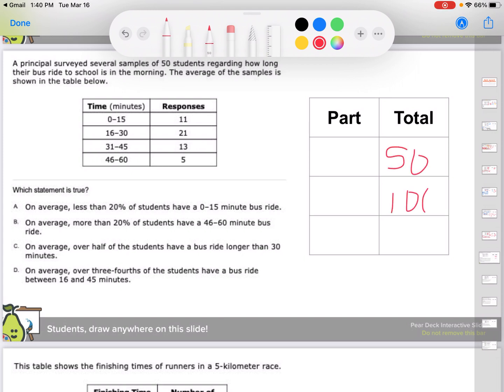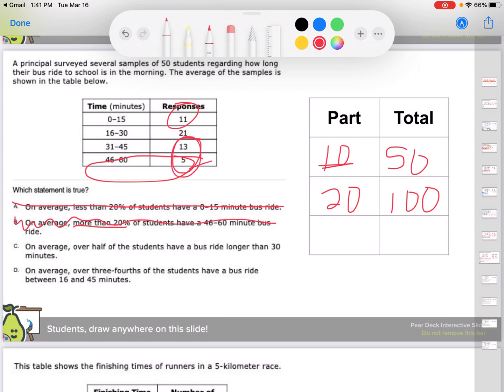So 100, and we have 20%, right? So that would mean that this is 10. But that's not true because that's 11 and it says less than. On average, more than 20% of students have a 46 to 60-minute ride. Well, that's only 5, and it says more than. Well, 20% would be 10 students, and this is 5. So B is out.